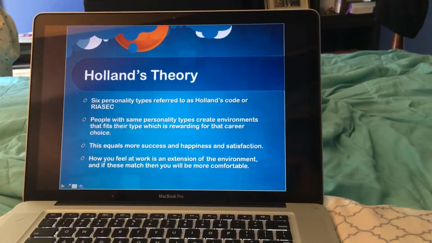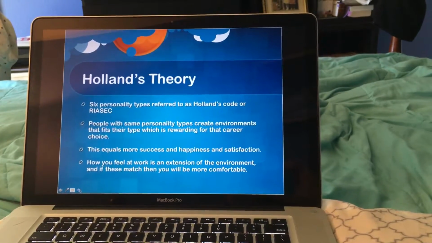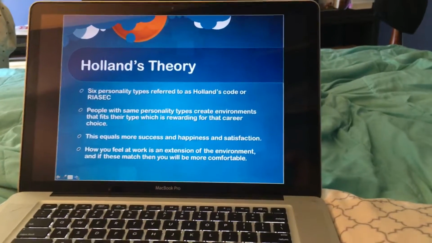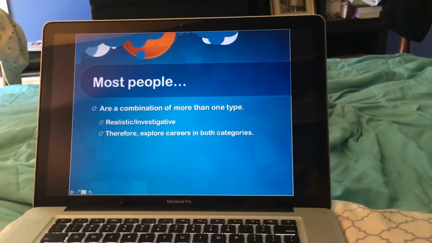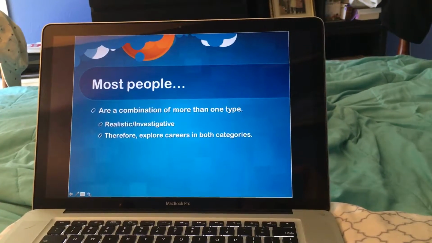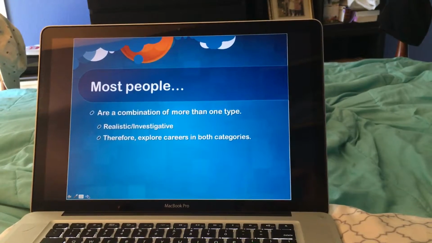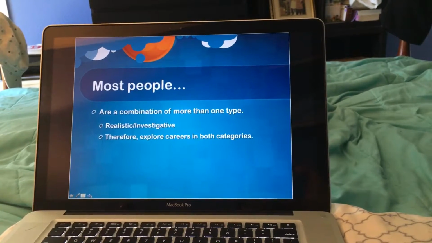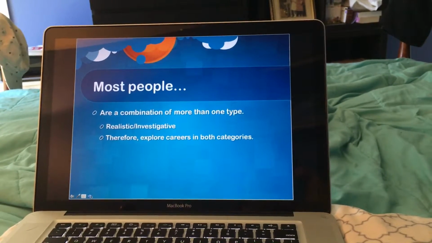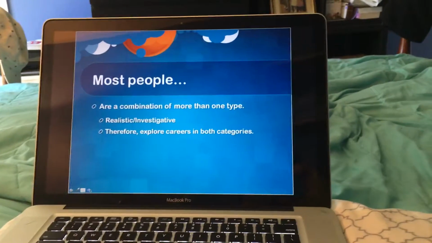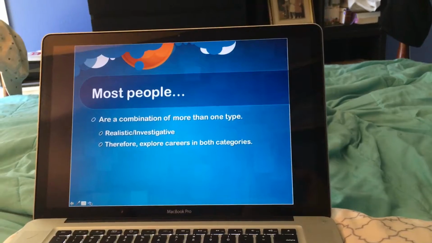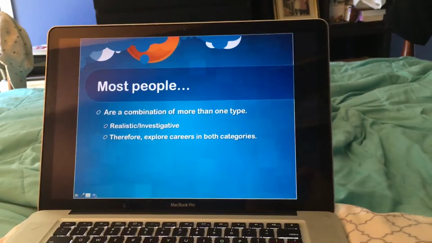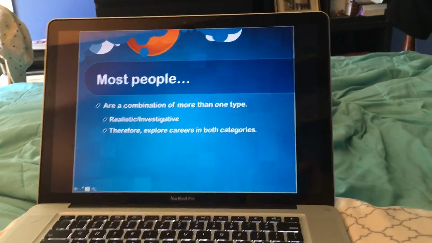However, many individuals are more than one type. They can have similar interests and happiness in different categories. So you're not necessarily stuck to one box. You can be a combination. You can be realistic and investigative, and therefore you'd want to explore careers in both those categories. When you are grading the scores, you'll probably have high scores in both categories, so you would look at both career types.